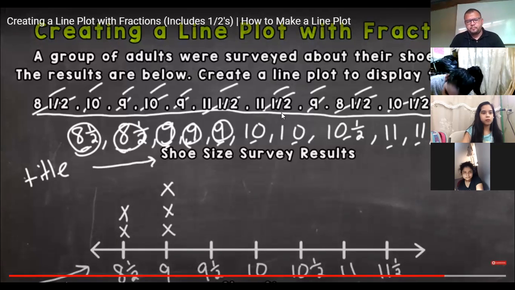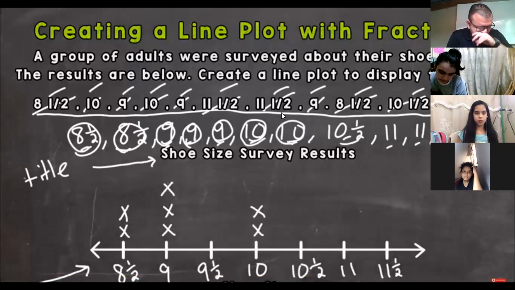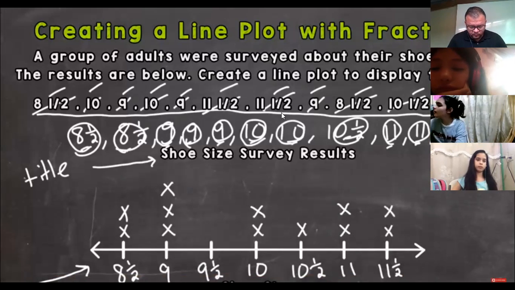Next, 9.5, which we don't have any. Then we have 2 10s, 1, 2. 10.5, we have 1 here. 11, 1, 2. And 11.5, 1, 2. And there is our line plot. And we have 12 X's down there to represent the 12 pieces of our survey and our data.